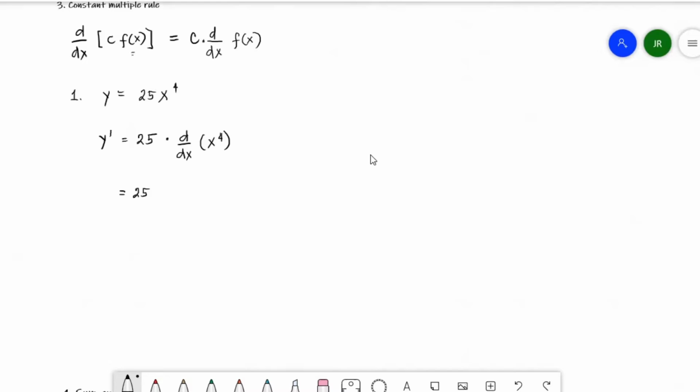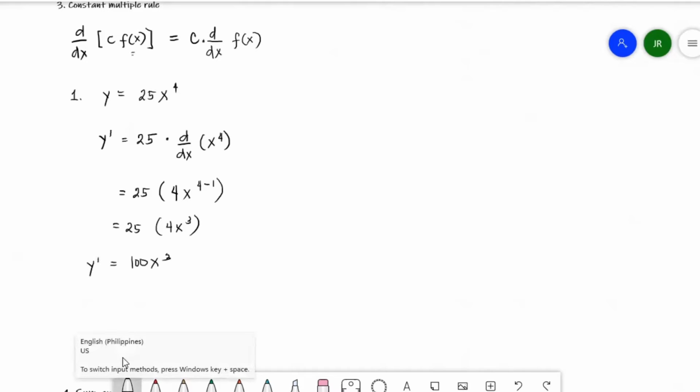We can apply the power rule here. So again, sa power rule, ibaba sa exponent 4, copy the variable x, and then yung 4 na exponent, babawasan natin ng isa. And then simplify. That is 25 multiplied by 4x cubed. Okay, we can multiply this 25 dito sa 4x cubed. So 25 multiplied by 4x cubed is equal to 100x cubed. So this is the derivative of the given function. Okay, so another example.